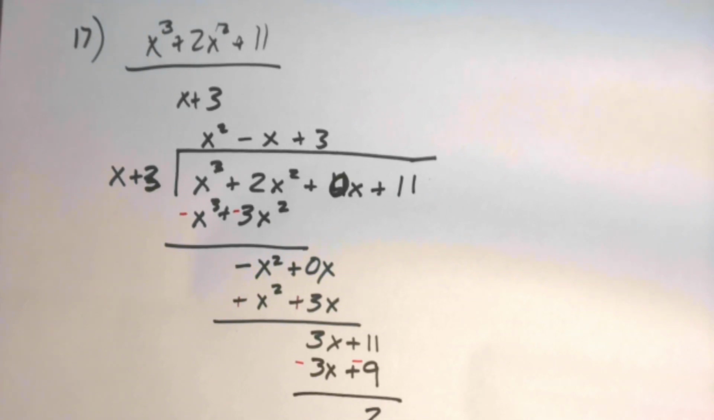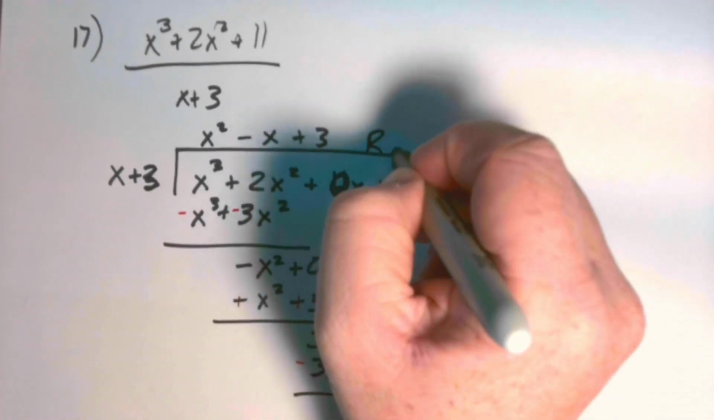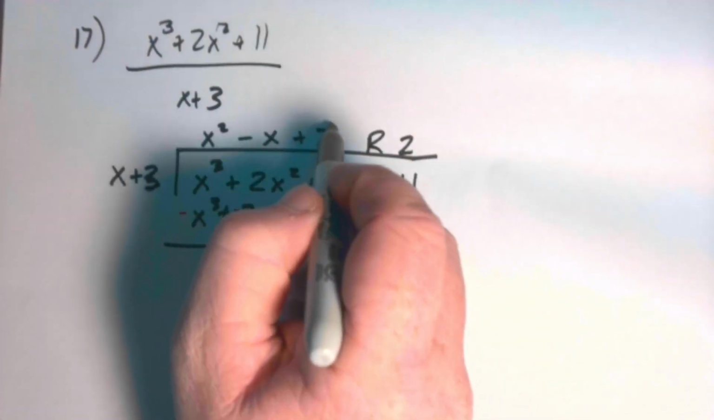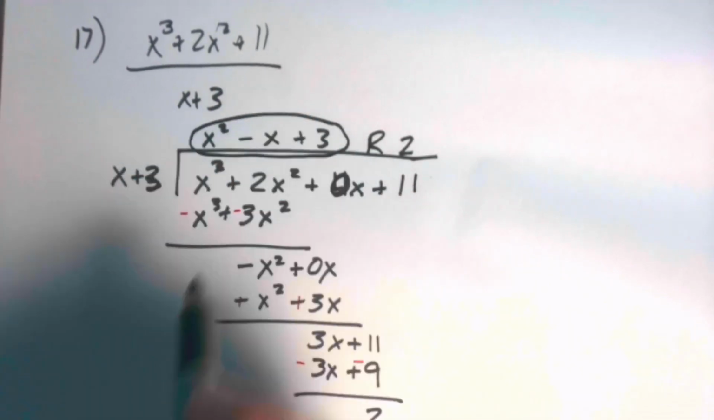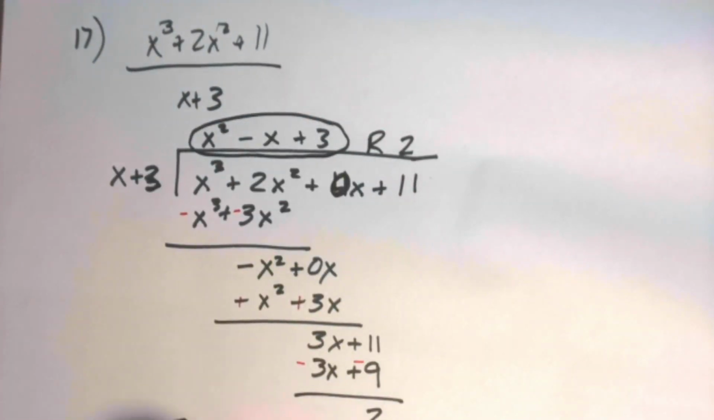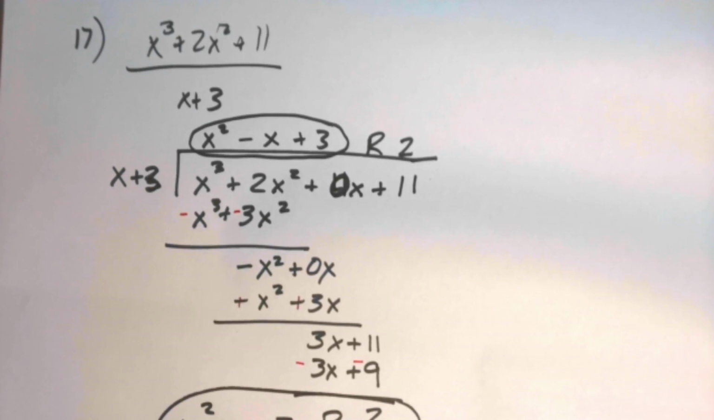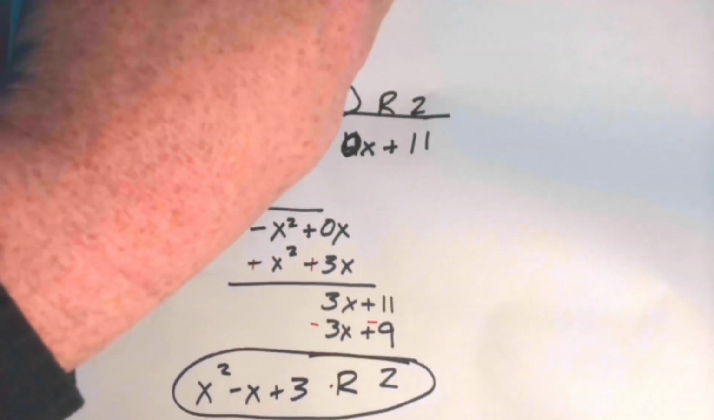Now the question asks for the quotient and it asks for the remainder. So the remainder here is 2. So this is remainder of 2. And so this would be the quotient here. So this would be the answer. So my answer would be x squared minus x plus 3 with a remainder of 2. Oops, that kind of ran off the screen there. There we go.